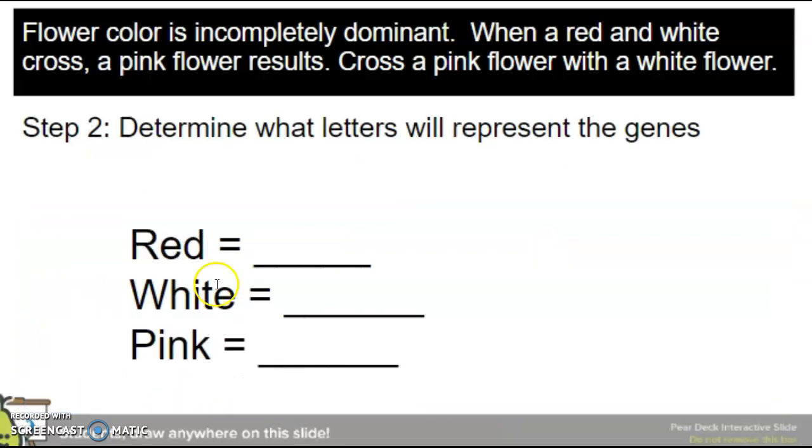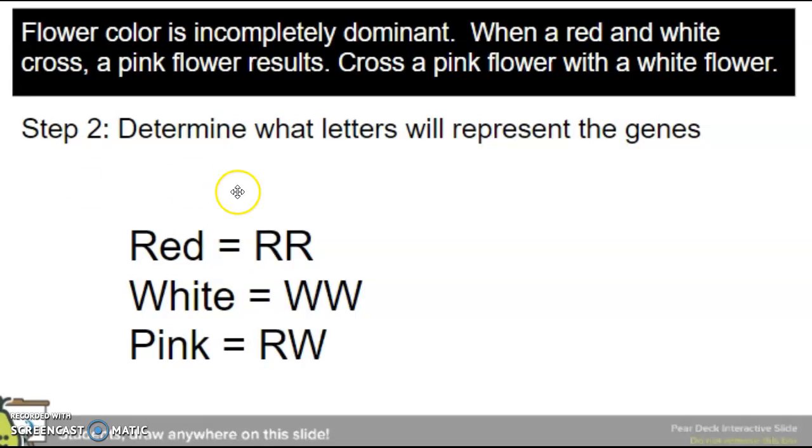Step 2 is assign the letters, right? So for red, we are going to assign an R. And remember, each parent has to have two letters, so it'll be big R, big R. White will be WW. The blended one is always going to get a mix of the other two letters. So we're only using two letters. Don't do a P for pink. We're only using an R and a W in this case.